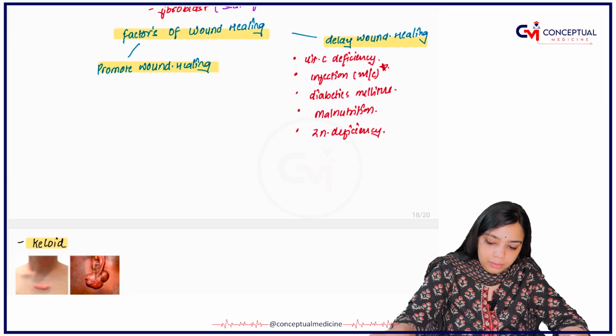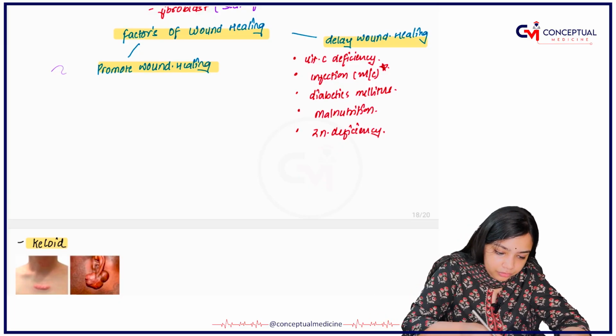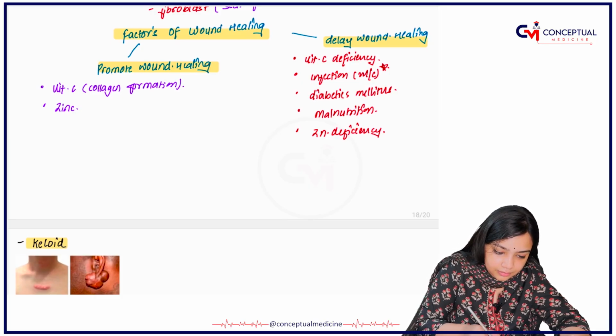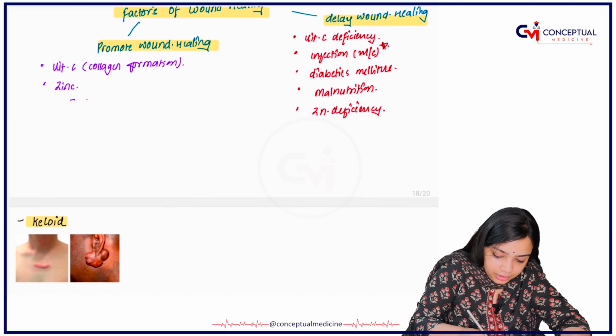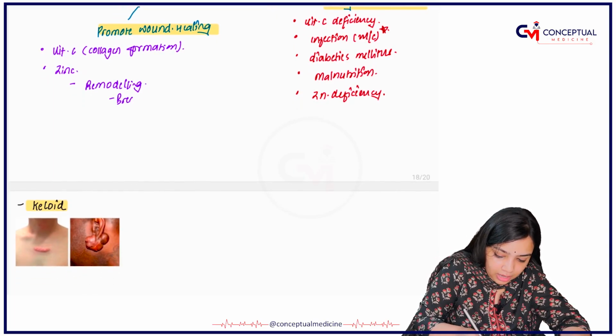Next, let's talk about the factors that promote wound healing. The first one is vitamin C, for collagen formation. The second one is zinc. What zinc does is remodeling, and it breaks down the scar.